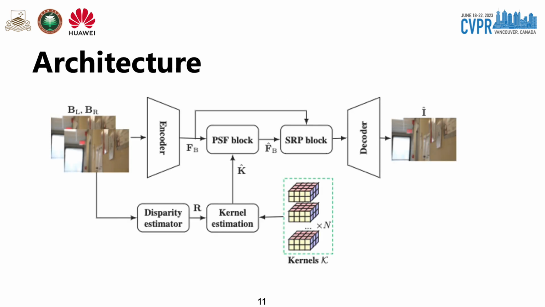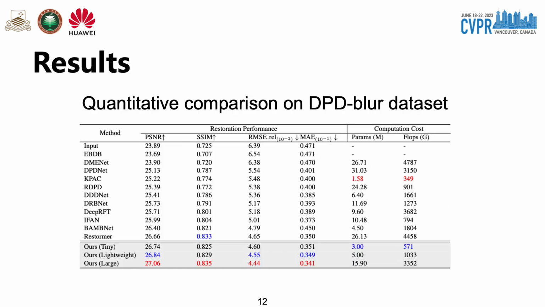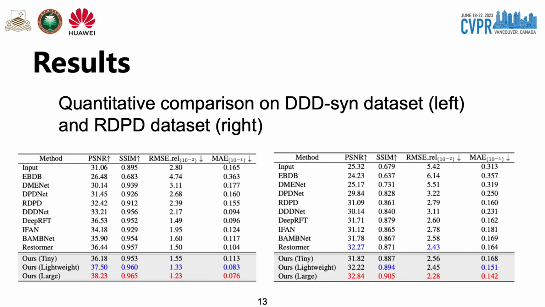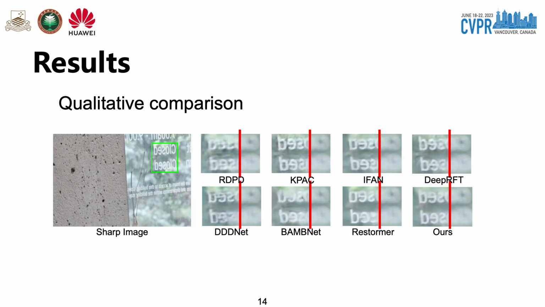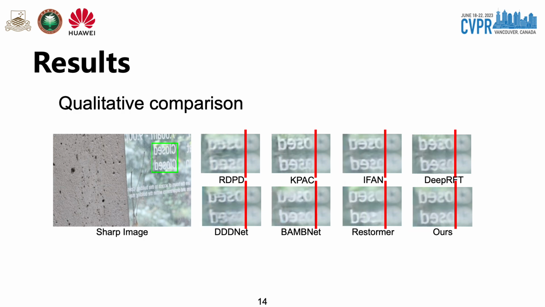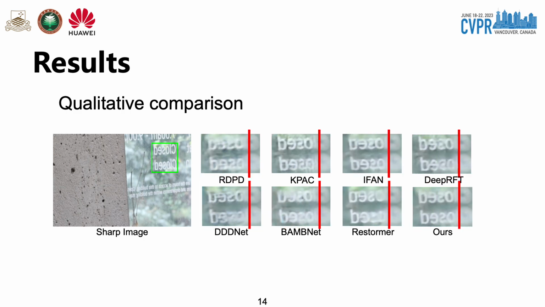Our overall architecture is shown here. We compare with state-of-the-art methods on the DPD blur, DDD synthetic, and RDPD datasets respectively. Here, we provide some quantitative comparisons of our method and the state-of-the-art methods.